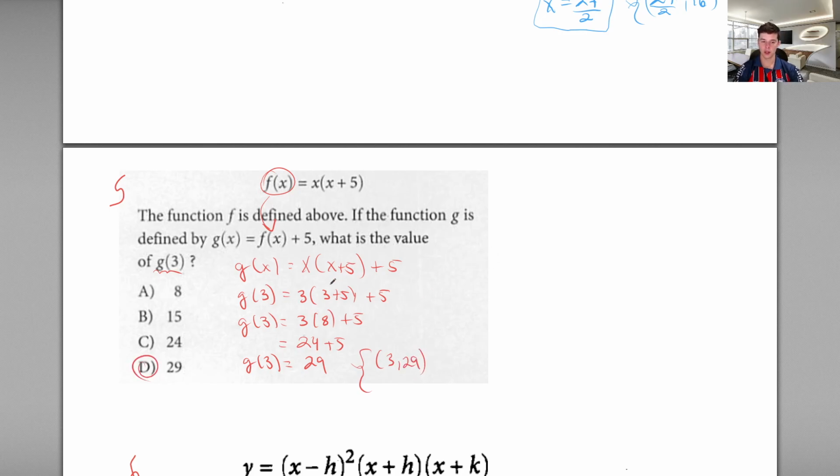See, if you didn't add this 5 right here, if you just plugged into the original equation, let's check it. You would have gotten 3 times 3 plus 5, so 3 times 8, so 24. So that wouldn't be right. So you would check letter C, but that's not right because we need the transformation to take place. So we got to substitute into the equation for g of x.